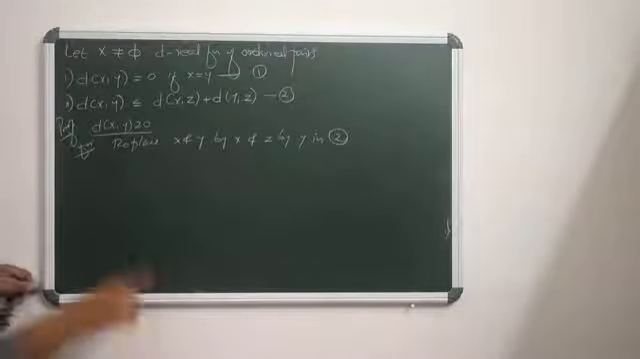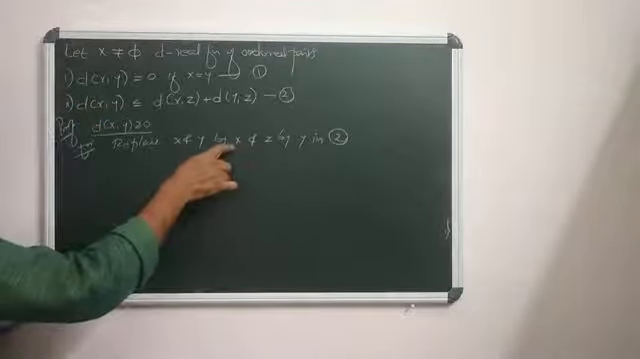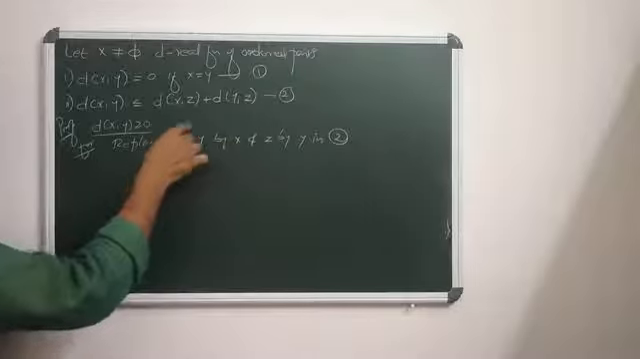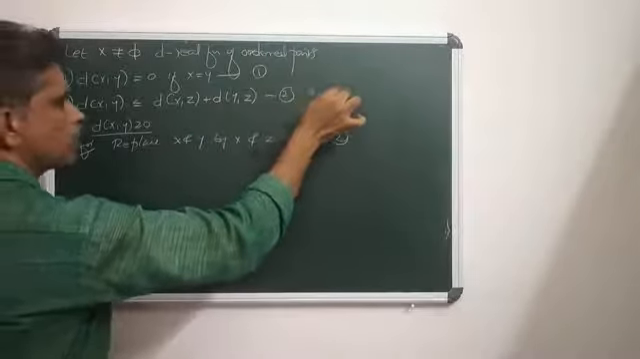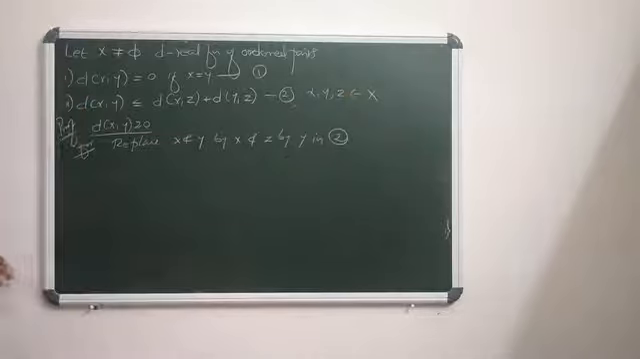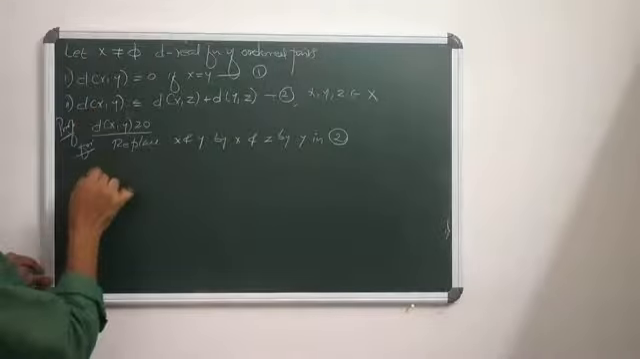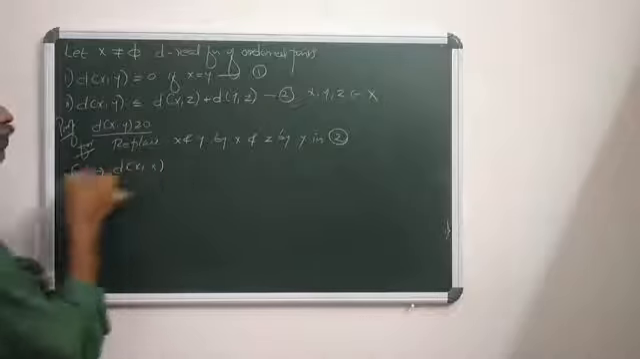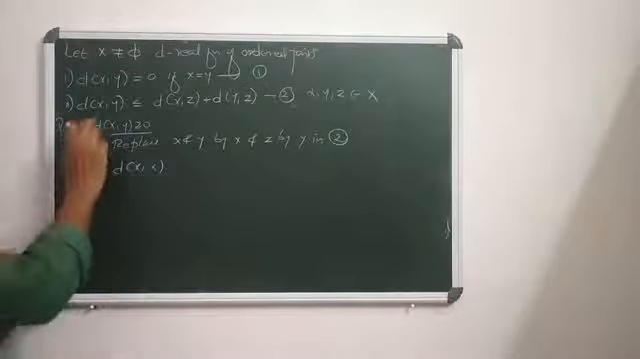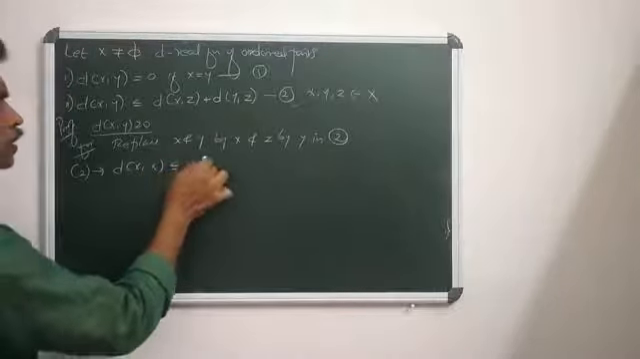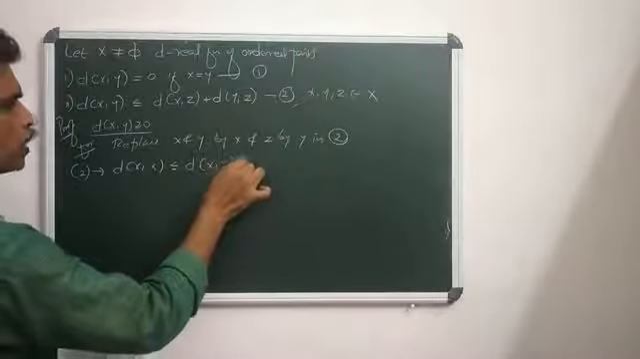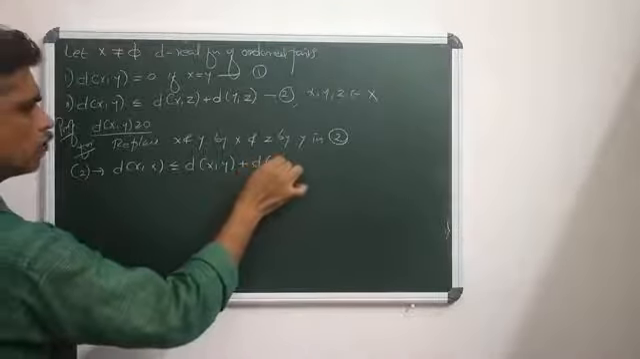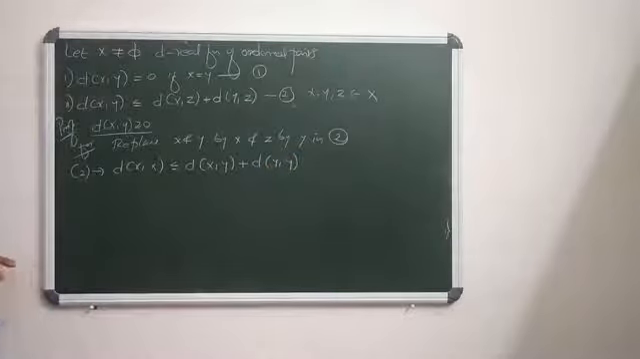First we replace y by x and z by y, because x and y fall in X itself. So for any x in X, you can replace y by x and z by y. What does equation 2 become? dxx less than or equal to dxy plus dyy.